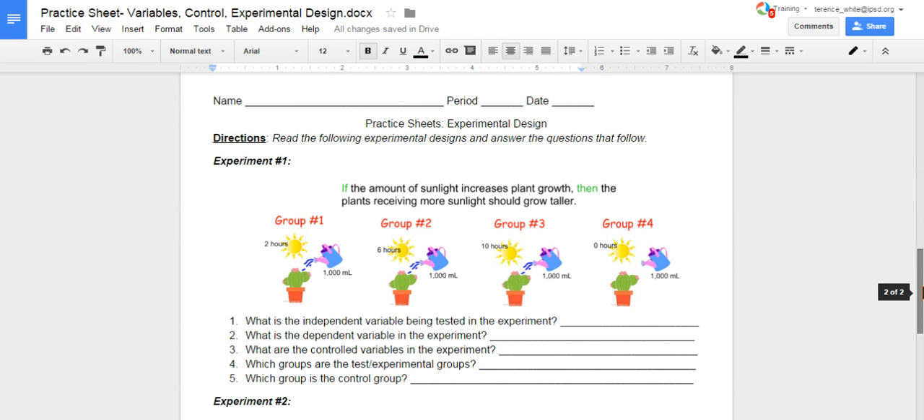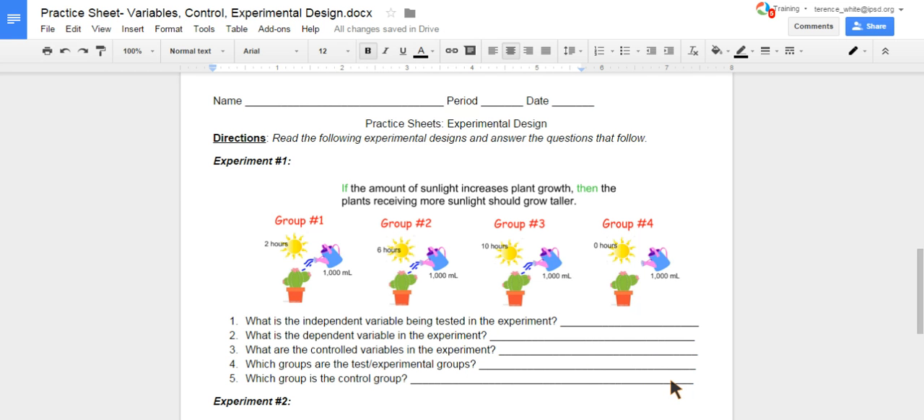What I want someone to do, please someone read the hypothesis, the if-then statement right here. Thank you for reading that. All right. What I want you guys to do in your table groups is go through and answer questions 1 through 5. Only do experiment 1. Do not go on to experiment 2. We want to make sure that you're all understanding this and getting this right.